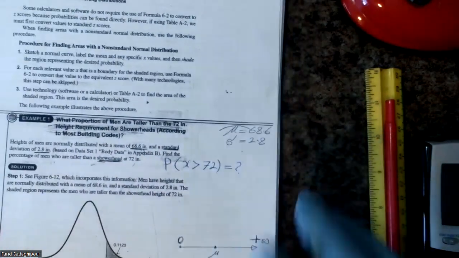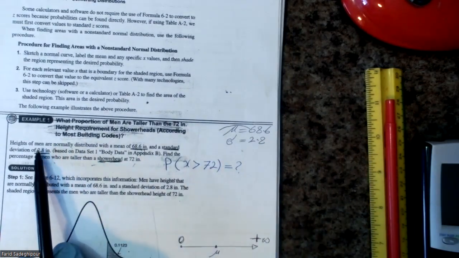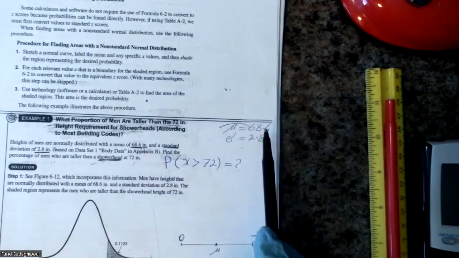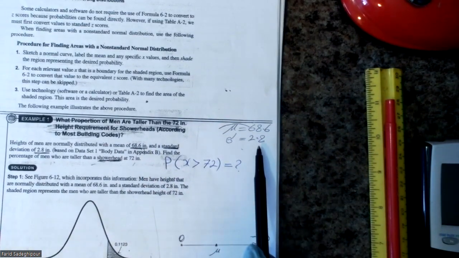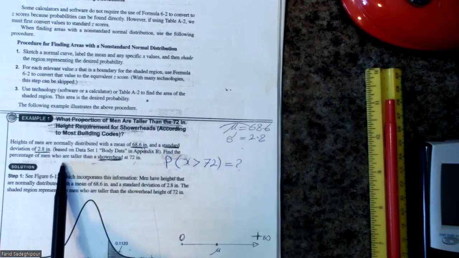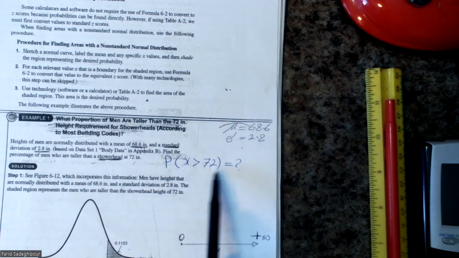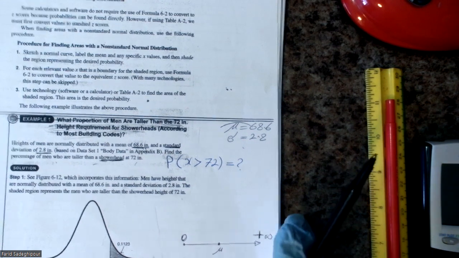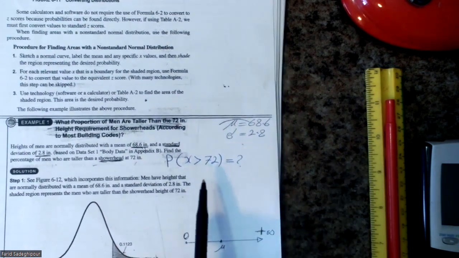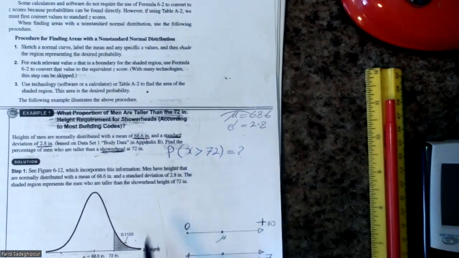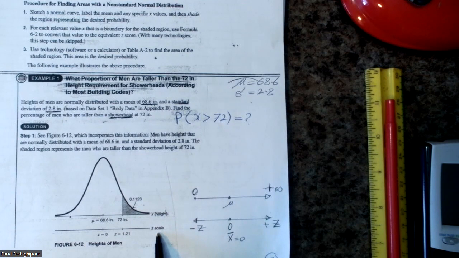Example: let's say in this problem, the heights of men are normally distributed with a mean of 68.6 and a standard deviation of 2.8. We want to calculate the percentage of men who are taller than 72. So we want to calculate the probability of x greater than 72. First we have to convert x to z in order to use the z table.